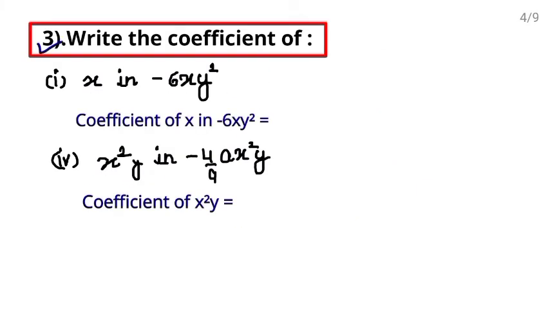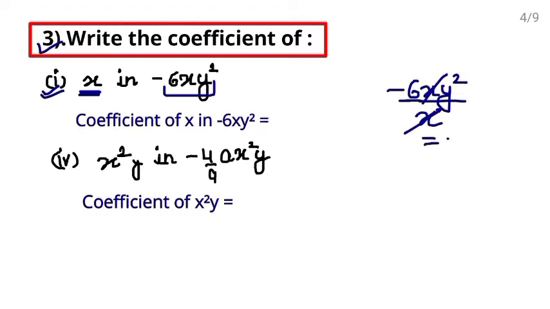Next question, question number 3. Write the coefficient of. In first part, find the coefficient of x in this algebraic expression, minus 6xy square. You are finding the coefficient of x. So divided by x. x to x cancel out. What is remaining? Minus 6y square. So the coefficient of x is minus 6y square.